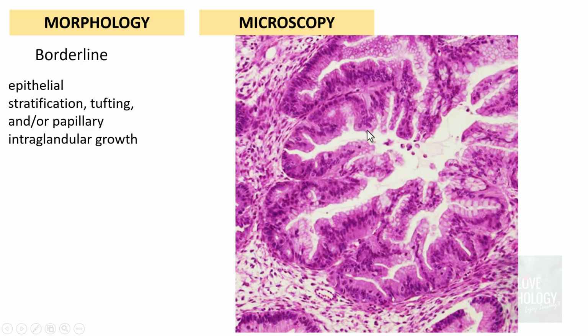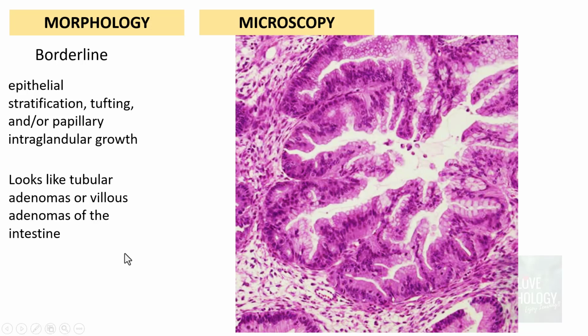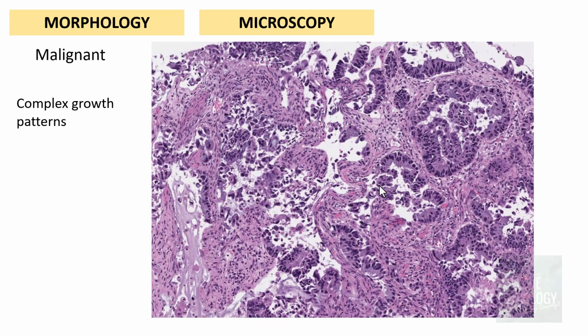You find tufting of the epithelium with papillary or intraglandular growth. So that is the feature of borderline mucinous tumor. You don't find invasion. That's a very characteristic feature, right? If you find invasion, it straight away gets into the malignant ovarian tumor. You don't find invasion here. It looks as if you're looking at tubular adenoma or villous adenoma, what you see in the intestine. So, borderline mucinous tumors look like that.